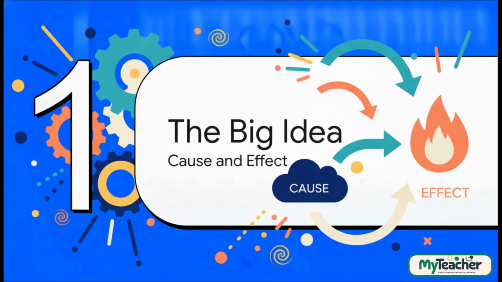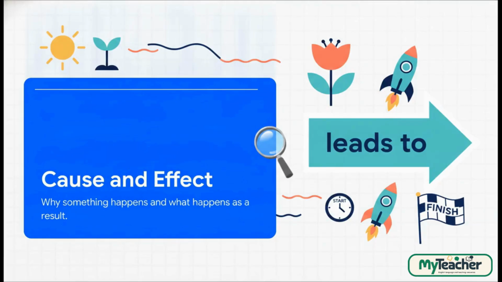Let's talk about what these two words actually mean. What is a cause? The cause is why something happens. It's the reason. And what is an effect? The effect is what happens as a result. Think of the cause as the starting line and the effect as the finish line. One action directly leads to the next.